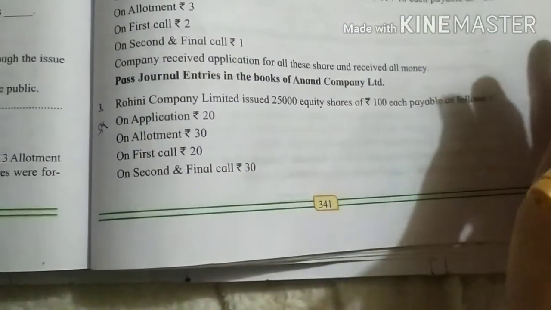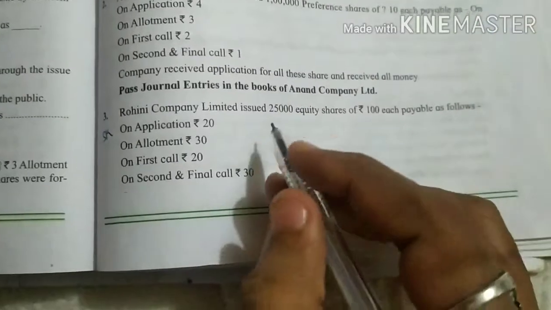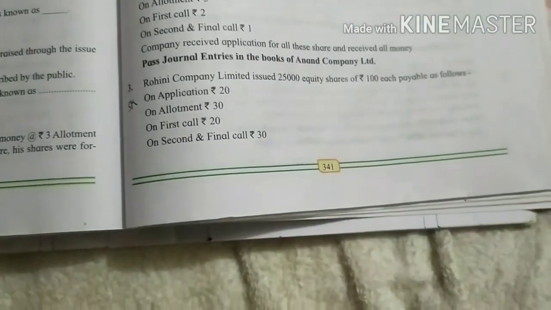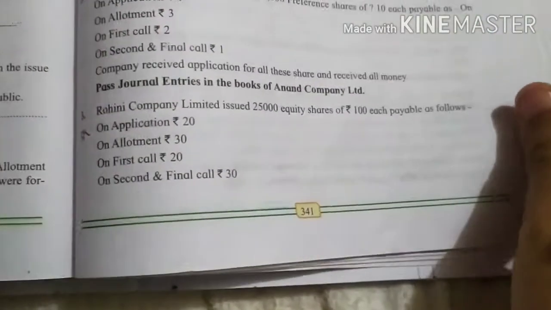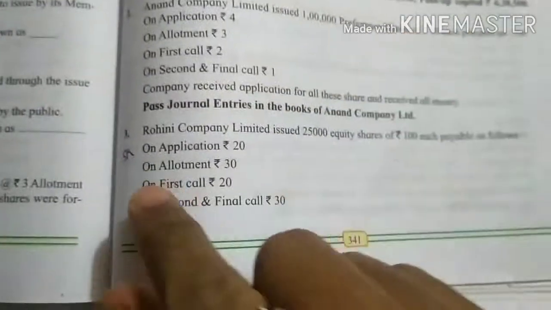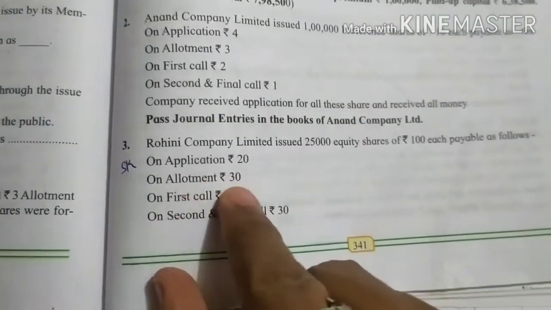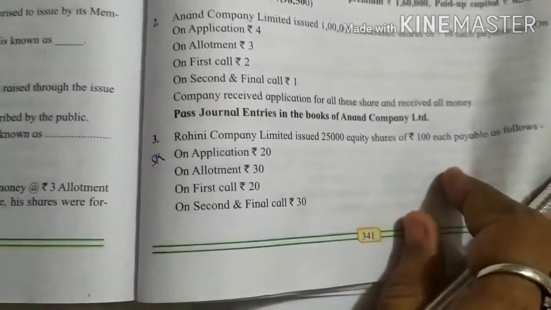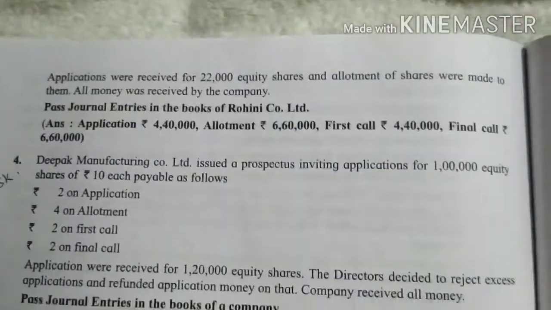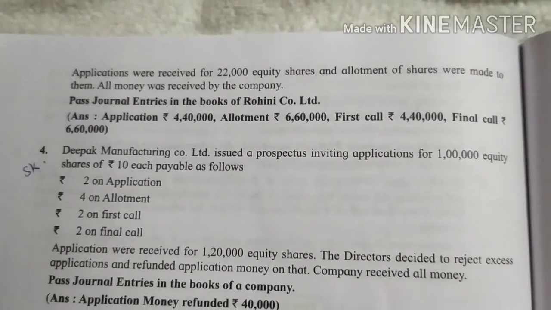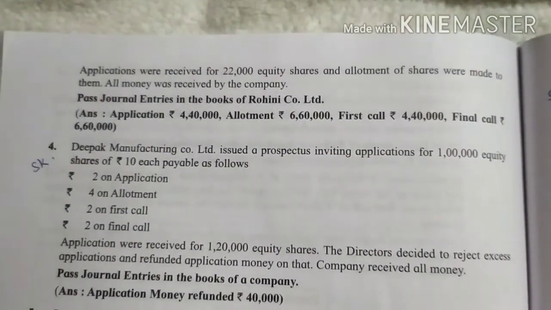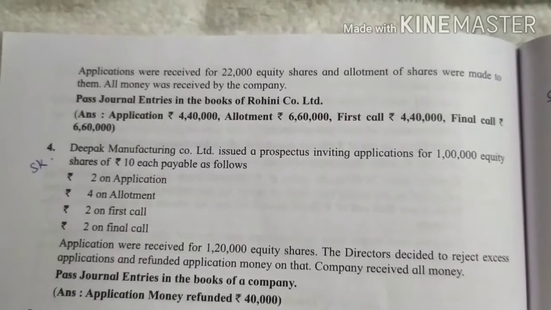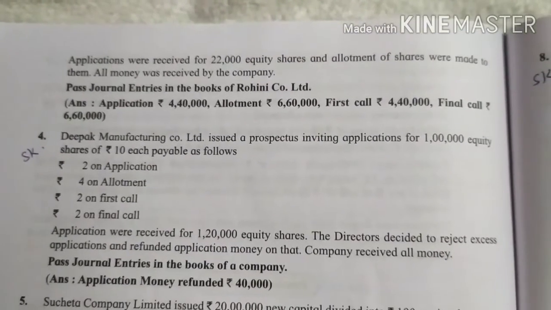Today we'll be doing question number 3 on page number 341. Rohini Company Limited issued 25,000 shares of rupees 100 each payable as follows: on application 20 rupees, on allotment 30, on first call 20, and on second and final call rupees 30. Applications were received for 22,000 equity shares and allotment of shares was made on them. All the money was received by the company.